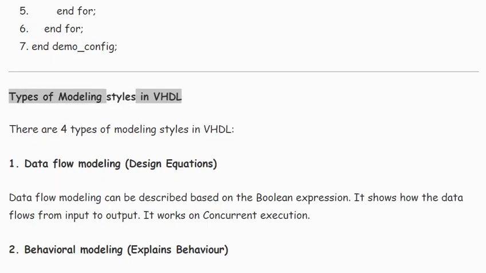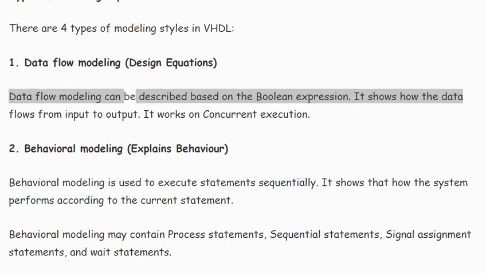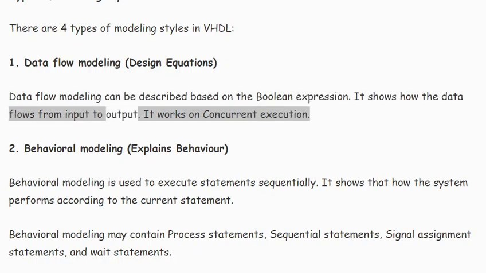Types of modeling styles in VHDL. There are 4 types of modeling styles in VHDL. 1. Data flow modeling, design equations. Data flow modeling can be described based on the Boolean expression. It shows how the data flows from input to output. It works on concurrent execution.